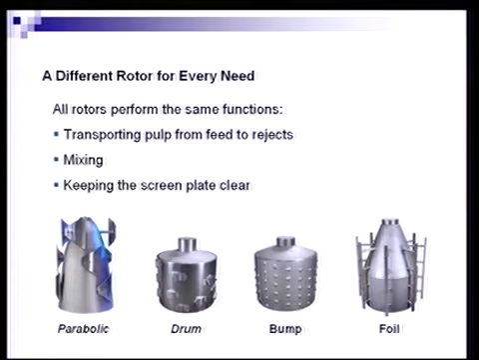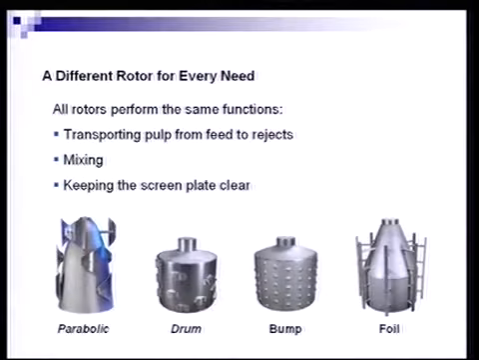That is, transporting the pulp from the feed to the reject's end. They provide good mixing inside the screen. That is, we want to pull some of that water back from the accept side, remix it, and rescreen it. And we want to keep the screen plate clear. We don't want the screen to plug. It must first and foremost produce capacity. We have to have the capacity. And so we're looking for efficiency, of course, but we need to have runnability, and the rotor provides that runnability. So let's look at each one of these rotor types.